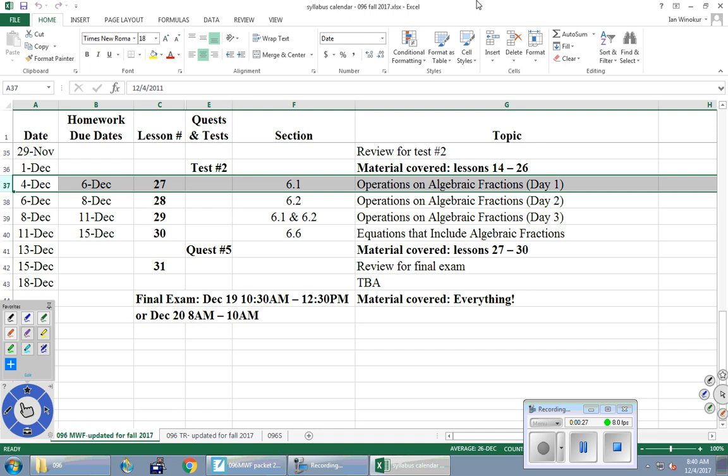Wednesday next week is our fifth and final quest, only on this new stuff here. And then we've got 2 review days before the final exam, which will be here before you know it. Any questions on the calendar?